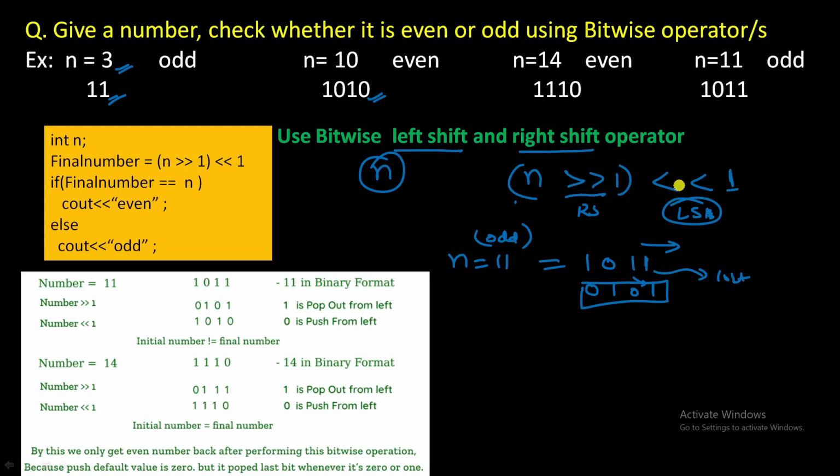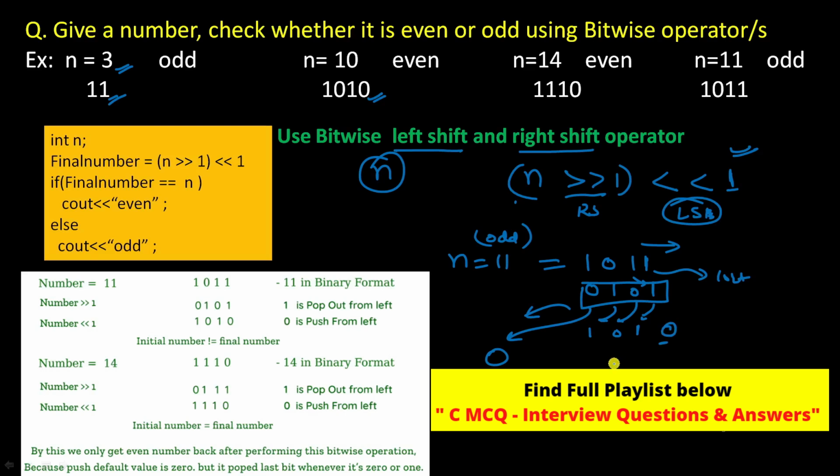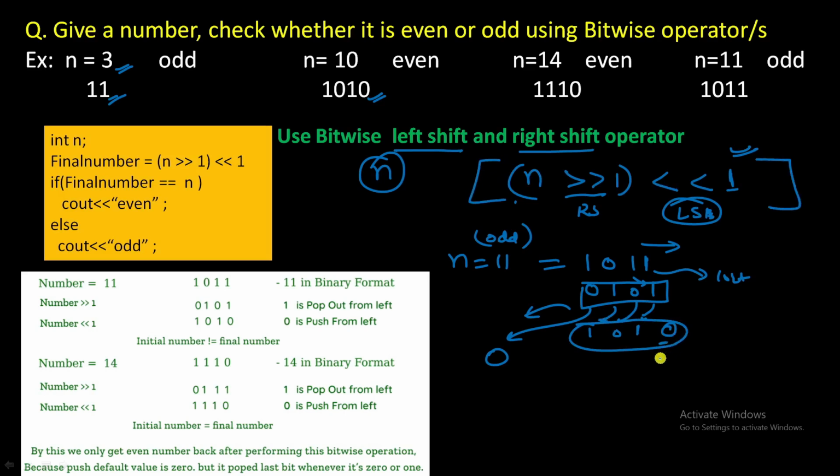Now on this answer I am applying left shift by 1. So now this number will be shifted left by 1 place. What will happen? This 0 will be lost, and again this 1 will come here, this 0 will come here, this 1 will come here, and again it will be 0. So this is the number I got after applying the whole operation. If you see this answer and this 1011, my initial number, both are different, right?